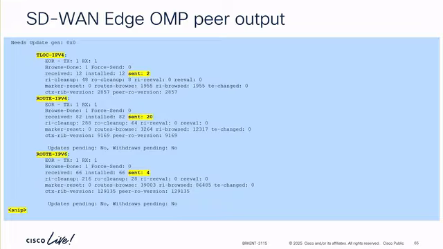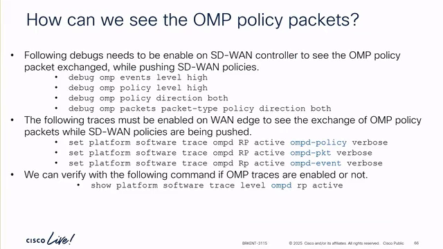All information is visible in that output. And if you need to see the policy packets, you just need to enable these traces for the policy packet for the OMP. Once you enable those traces, make sure that you put it back into the notice level.